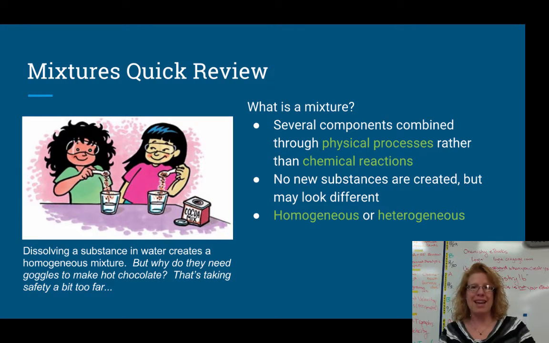Key idea here is that it's chemical processes that put these things together, and it's also chemical processes that can take those things back apart. No chemistry is required for this, so we're just going to look at the physical processes that we can use to combine and then uncombine these different compounds.